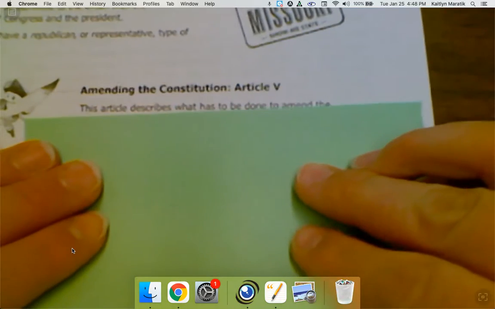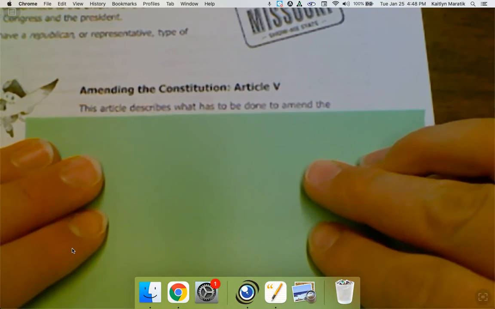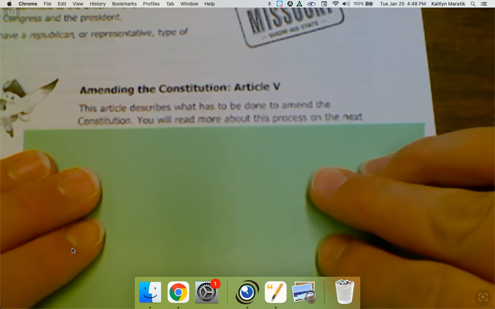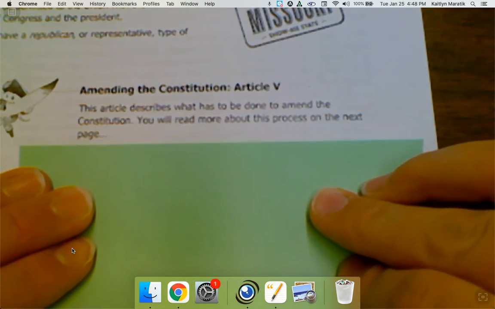Article number 5, or V, that's the Roman numeral for 5. This article describes what has to be done to amend the Constitution. You'll read more about this process on the next page.